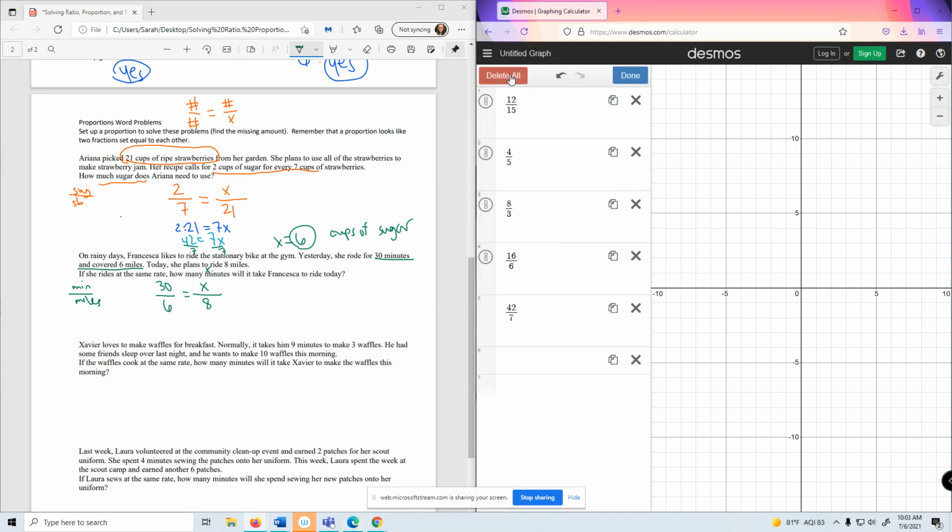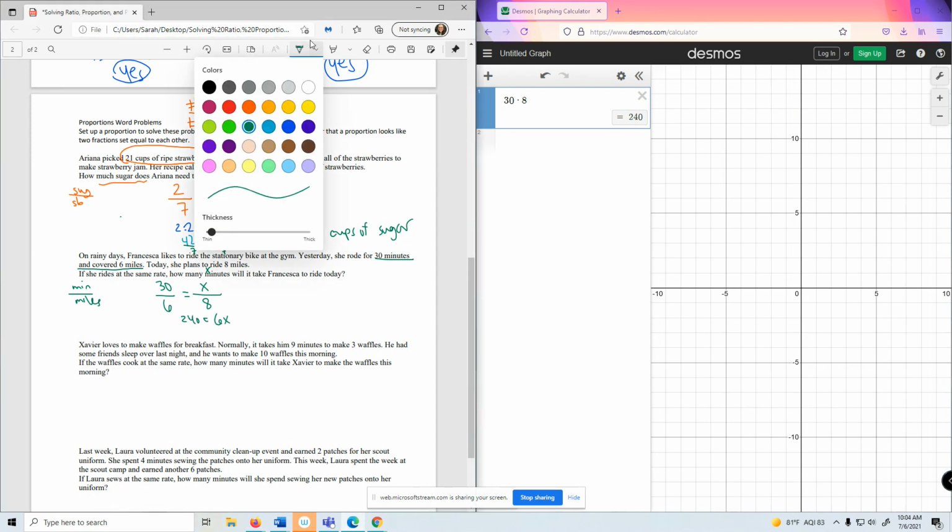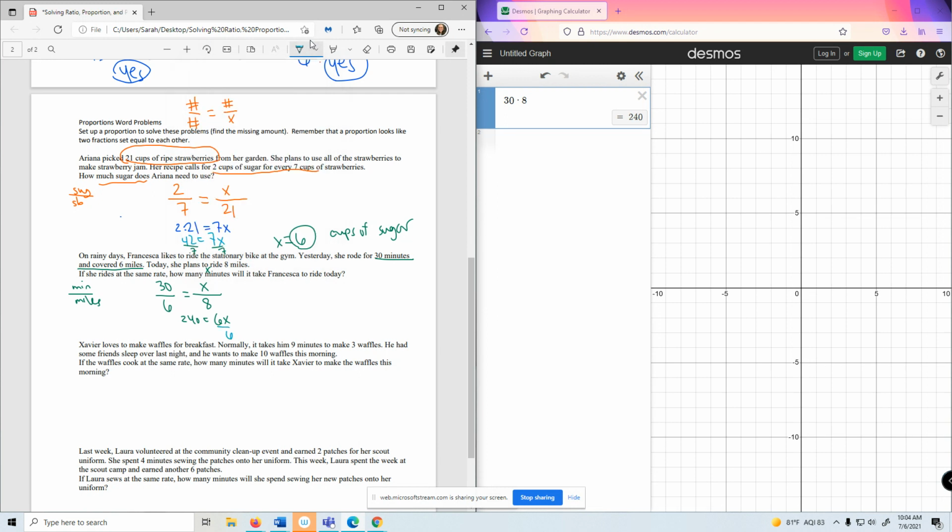Actually, I'm going to delete this stuff over here. Multiplying on the diagonal, 30 times 8 is 240. 6 times x is 6x. To get x by itself, we divide both sides by the number in front of it, which is 6. And we get x equals 40 minutes.